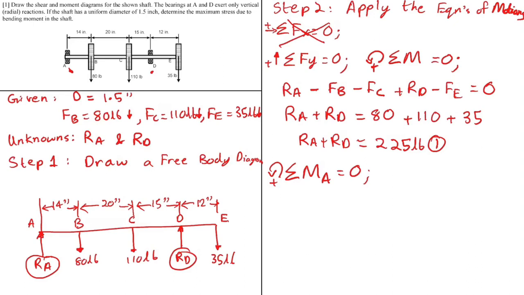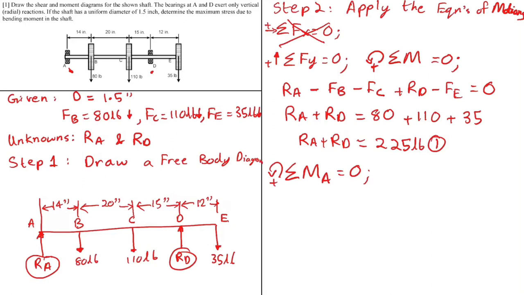So let's see what these forces are doing about point A. Force B is going this way, so with respect to A, it is moving in the clockwise direction. Force C is also doing the same. It's moving clockwise around point A. Force D, however, is moving counterclockwise, and force E is moving clockwise again. So anything moving clockwise will be negative, and anything moving counterclockwise will be positive.